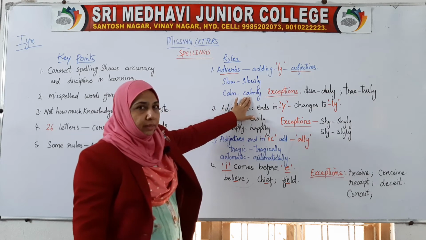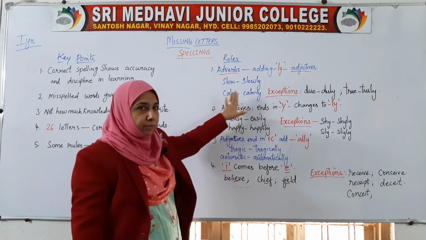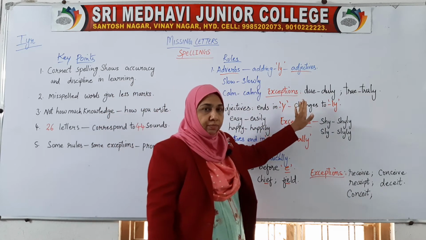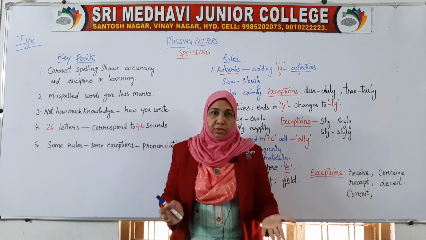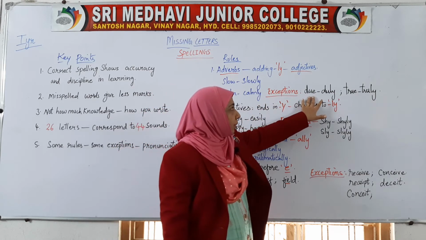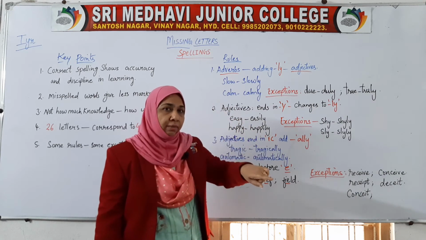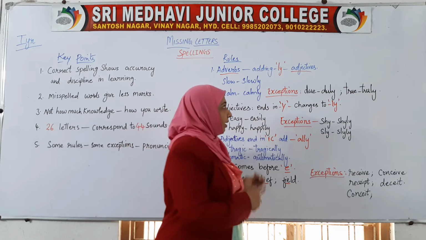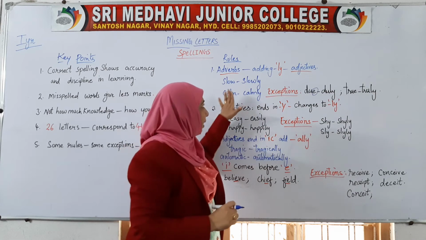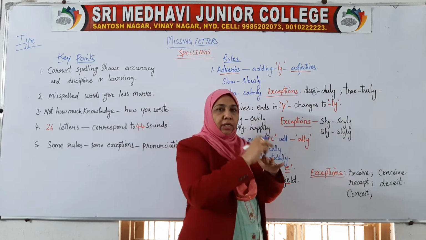Calm can become calmly. What we are doing is adding ly to the adjective and making it an adverb. This can be normal. But there are exceptions. As I said, some rules, some exceptions. So you cannot be sure that this is a particular rule which you have to follow. What is the exception here? Due. Due can become duly by adding ly, but what are we removing here? We are removing E. Here we haven't removed anything, but here we have to remove E and add ly, D-U-L-Y.